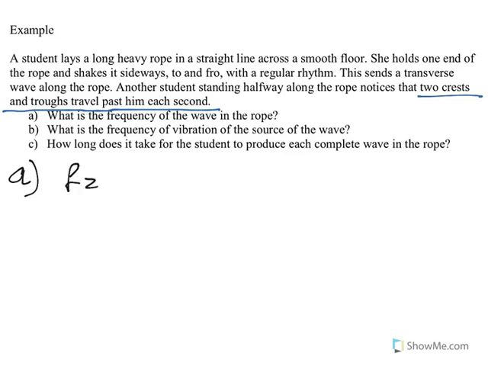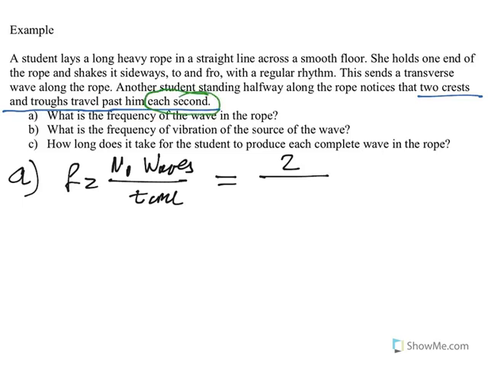All right, so frequency is the number of waves over the time. Now, when we read that last bit, notices 2 crests and 2 troughs, so a crest and a trough would constitute a wave. So if there's 2 crests and 2 troughs, so there's 2 waves, and then it says each second. So whenever they use the term each second, what that refers to is 1 second. So the frequency would be 2 hertz.